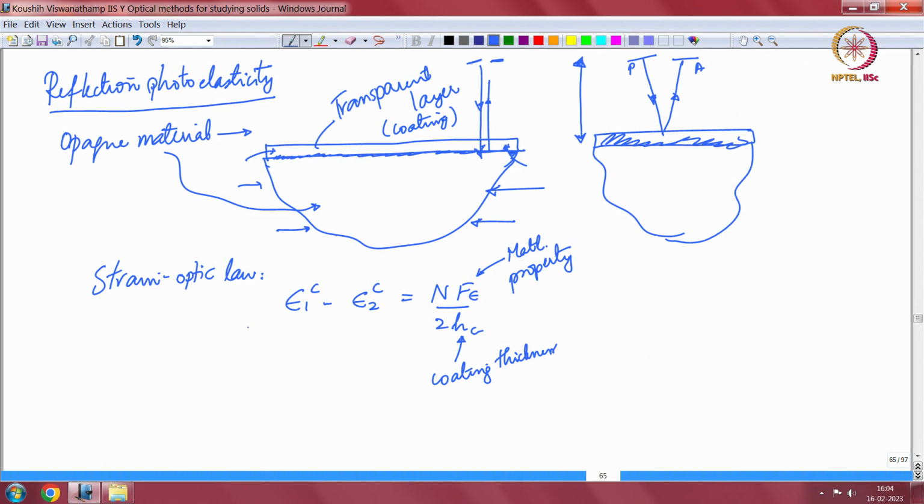If the material is elastic, which you assume it is, then the principal stress difference in the coating is given by Hooke's law, which is E c by 1 plus mu c, where the subscript c indicates coating or layer, times epsilon 1 c minus epsilon 2 c. Nu is the Poisson ratio.